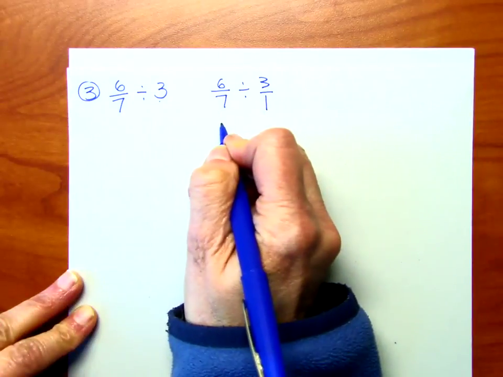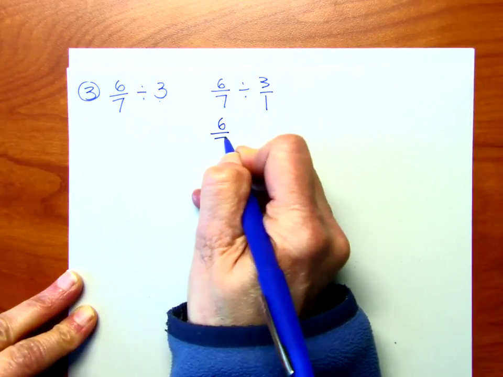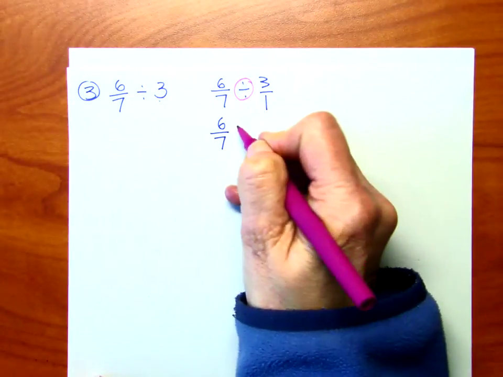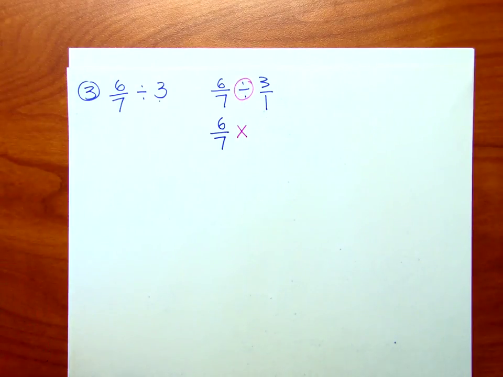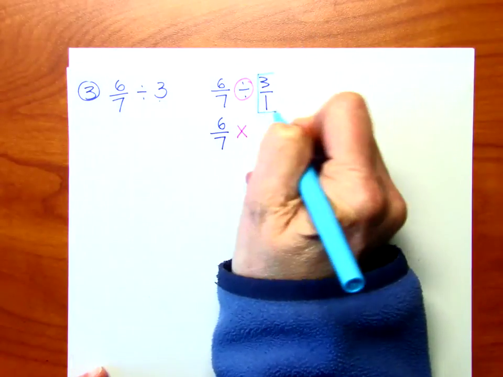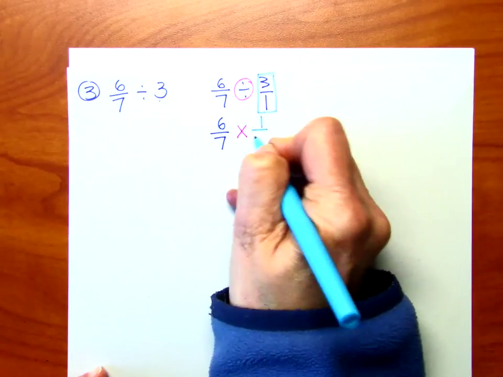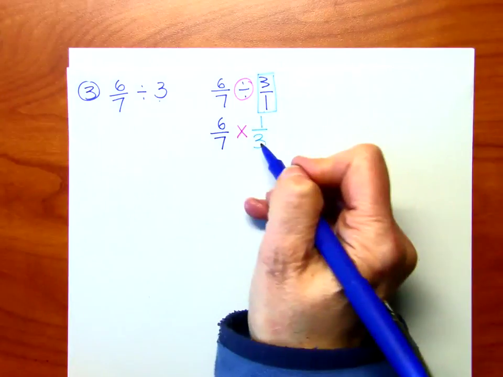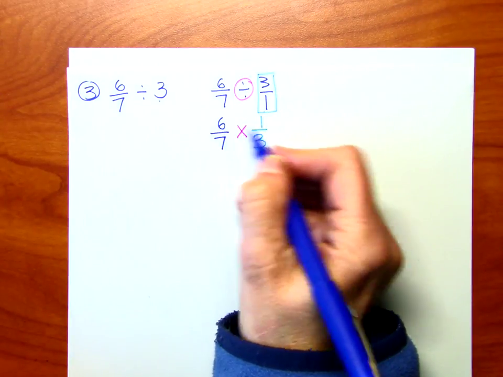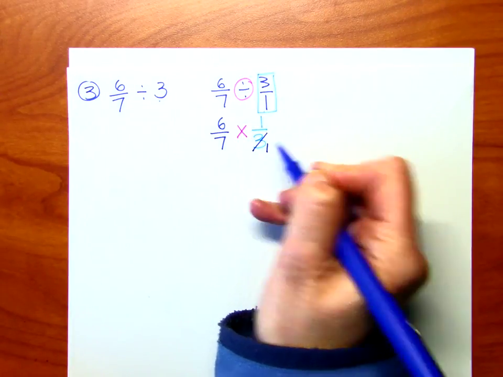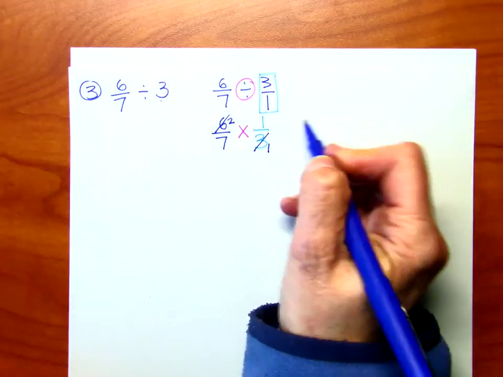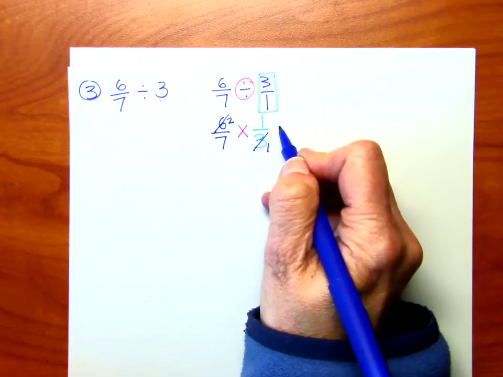I know I'm going to leave the first fraction the same, so I'm just going to rewrite that. And remember, this becomes multiplication, and the second one gets flipped, so that's now 1/3. I intentionally made this one because we can do a little reducing here. 3 goes into the 6 2 times, and 3 goes into 3 once. So that's going to become a 1. This is going to become a 2. We've just canceled those numbers.